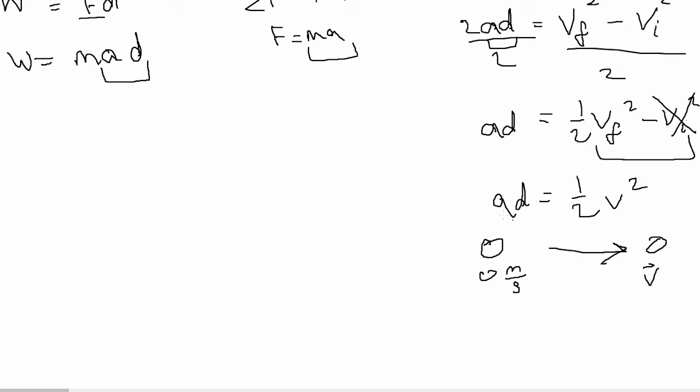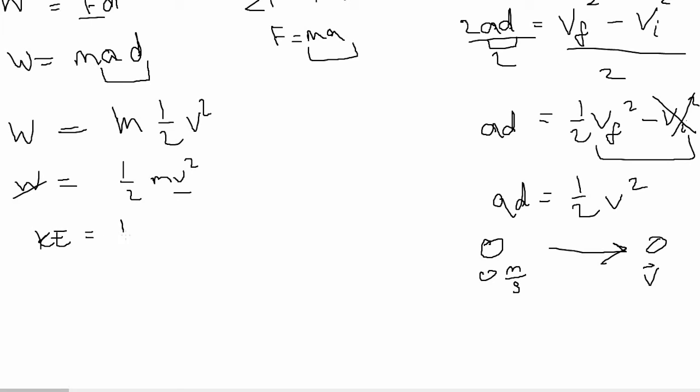So now when we have this, we can just put this back into the equation. So work is equivalent to mass times ad, which is 1/2 v squared, and it's looking a lot like the kinetic energy formula. Now we can just rearrange it. So 1/2 mv squared. And since we're assuming that we have some velocity, we can also assume that it has kinetic energy, right? So we can replace this with KE equals 1/2 mv squared, right?